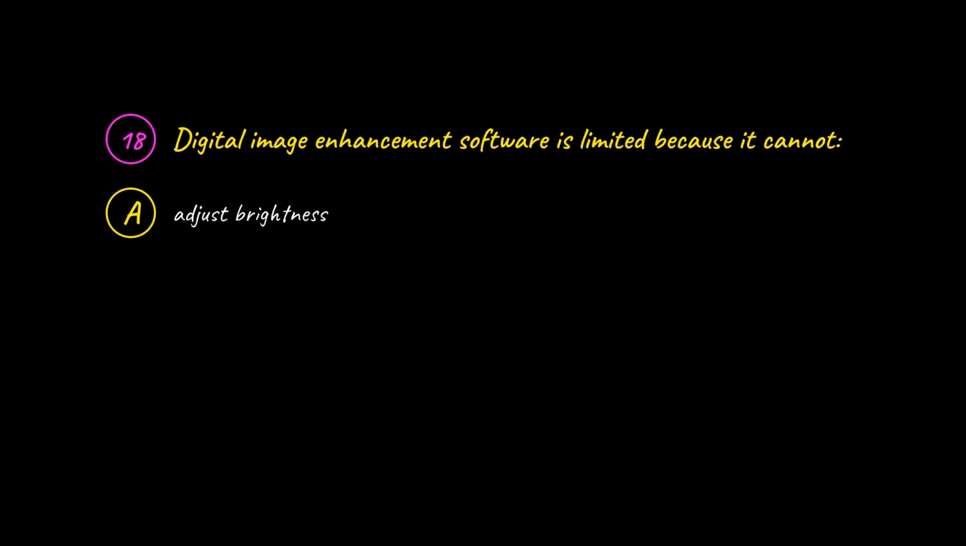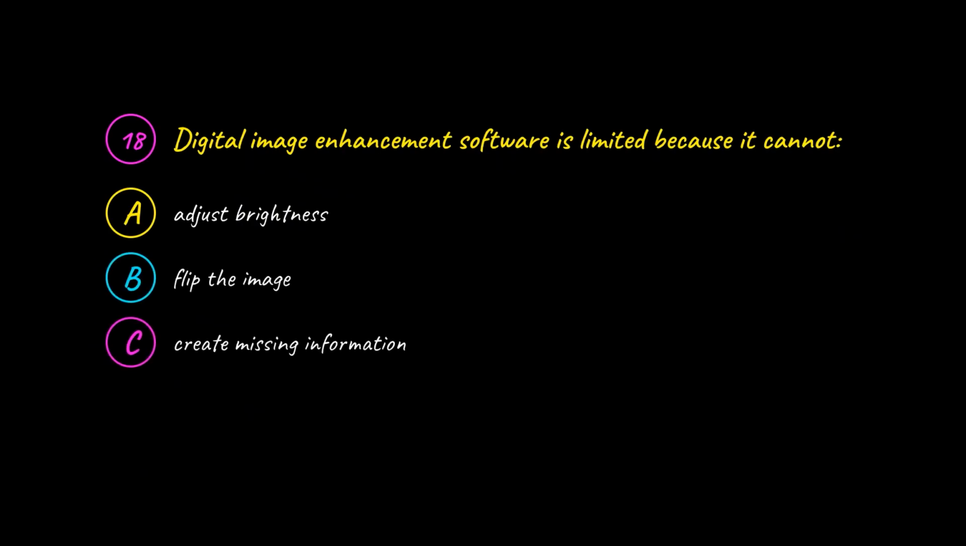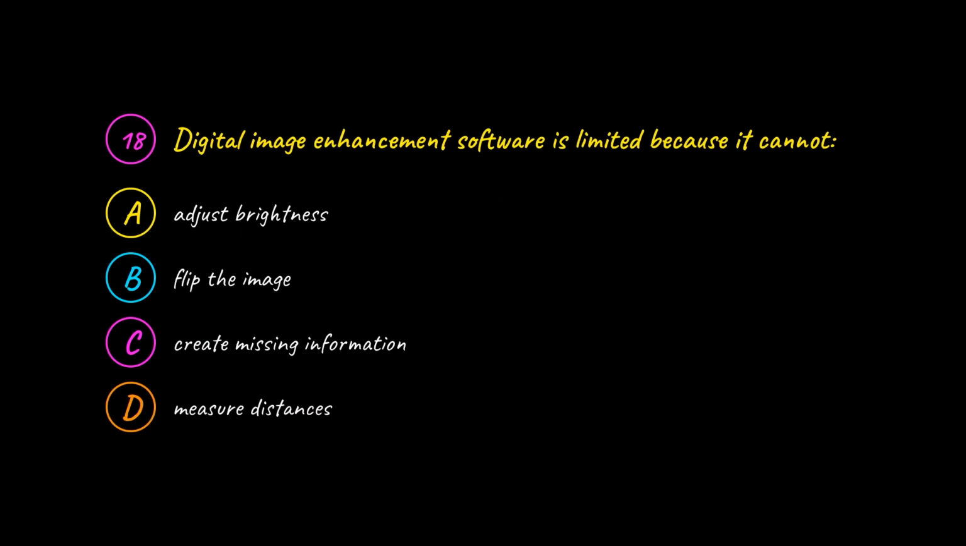Question 18. Digital image enhancement software is limited because it cannot. Your options are A. Adjust brightness, B. Flip the image, C. Create missing information, D. Measure distances. Take a second. Which answer would you pick?